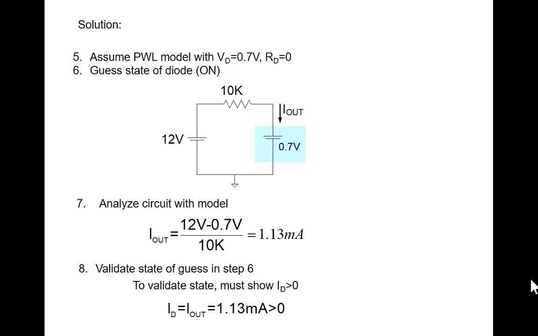I need to validate the state. To validate the state, I have to show what? Current's positive, which it is, so the state's valid. Now we have to validate the model. And to validate the model, we have to do what? Show that the difference between the two solutions is small enough that we don't care about which one we use, right? So one solution was 1.14 milliamps, one solution was 1.13 milliamps. They differ by less than 1%, probably good enough.